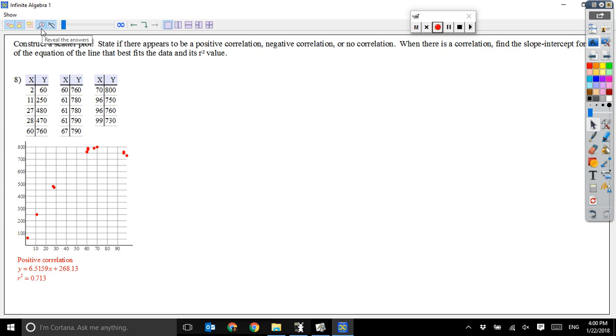This is positive correlation, but because it's a 0.7, it would be weak correlation, because that r equals 0.713. It would be weak positive correlation.